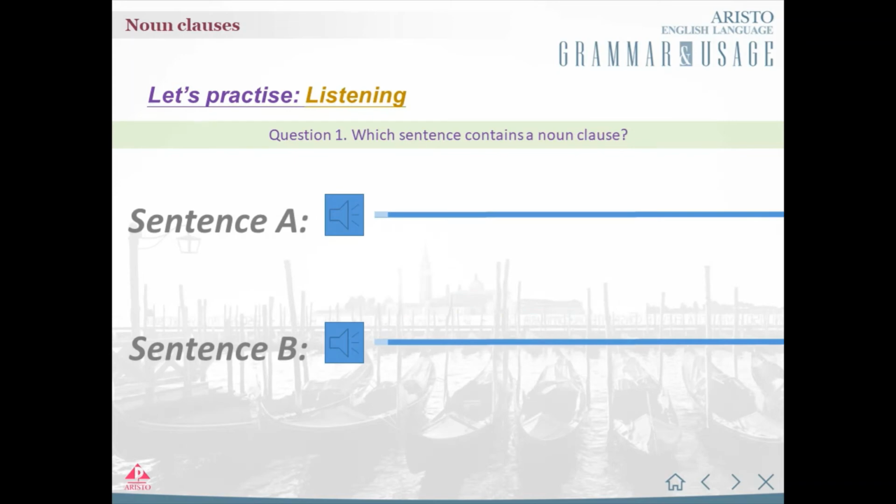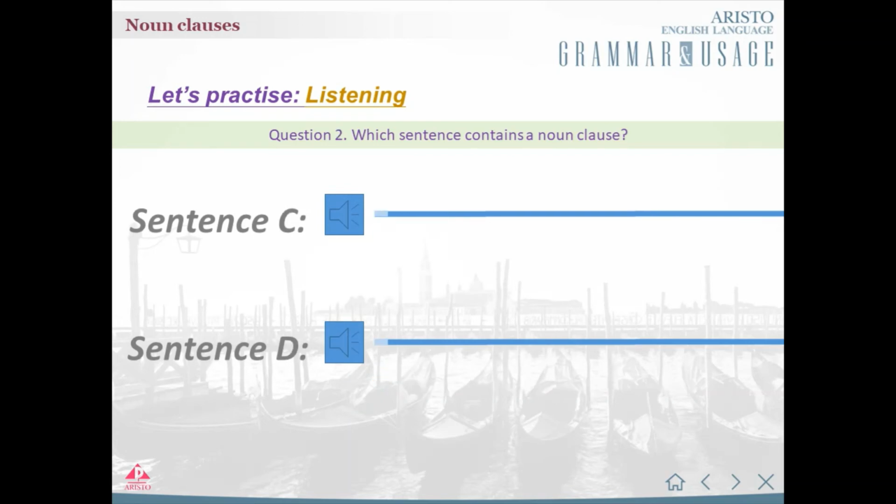Let's practice listening. Question 1. Listen to sentences A and B and decide which sentence contains a noun clause. A. Who was he? B. I don't know who he was. The answer is B. I don't know who he was.